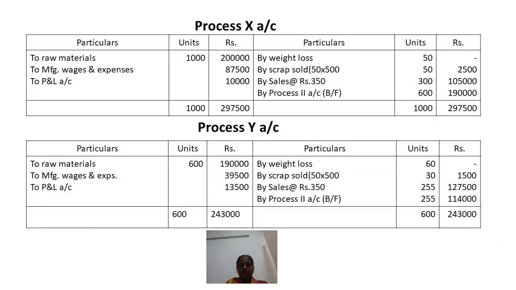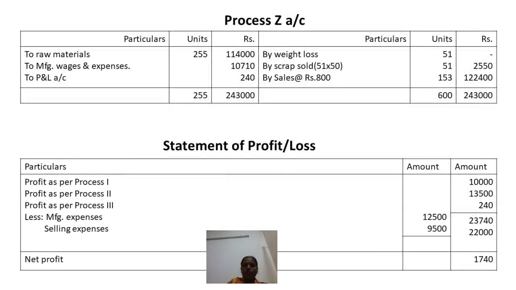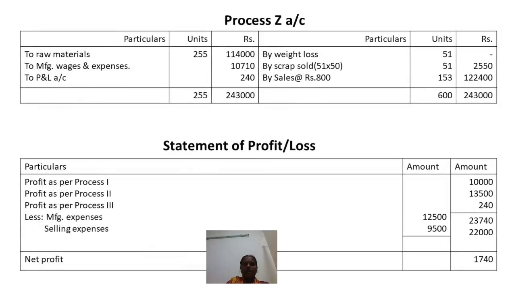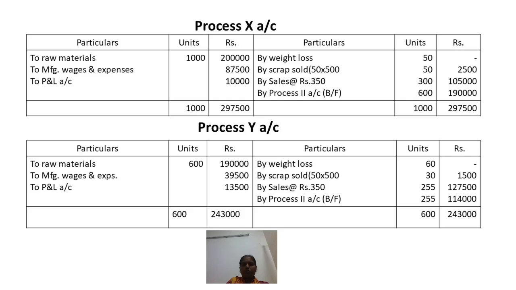Then here we get 600 as units, and here in amount column we get 2,43,000. Then here in the credit side we get 2,43,000. From the 2,43,000 we have to deduct the 1,90,000 and 39,500, and then 13,500, which is the profit. Already whatever we have got, that we have to transfer, 13,500. Then from that total we get here 2,43,000.